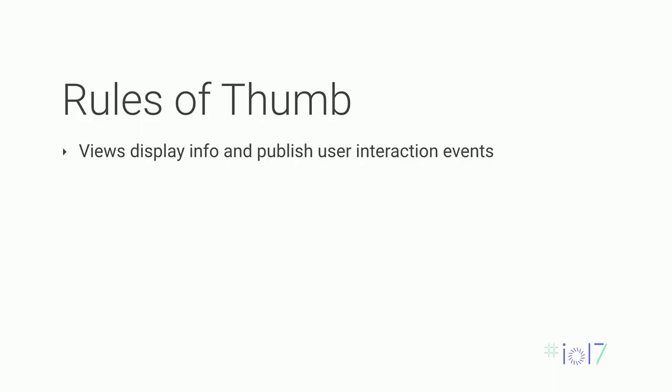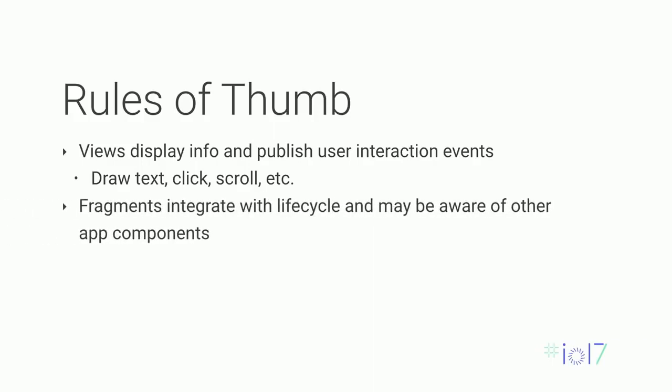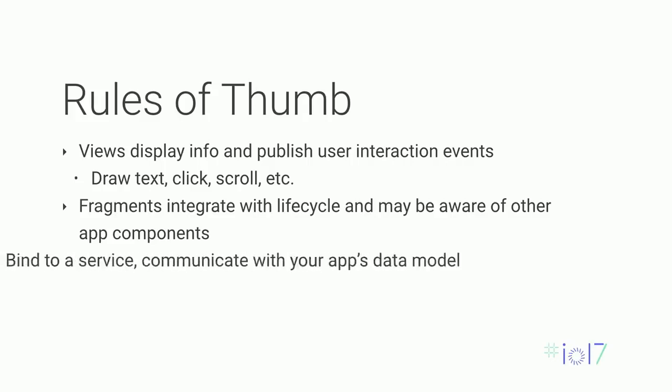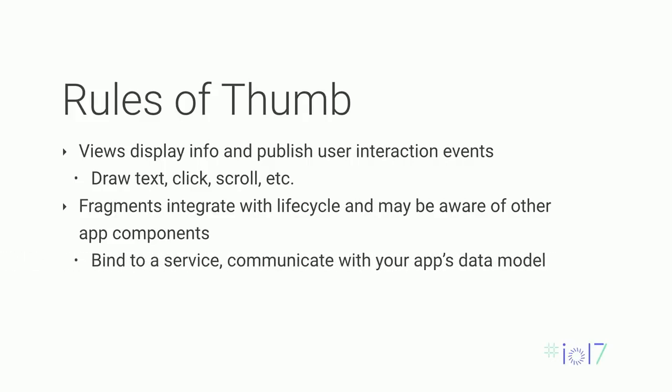So the rule of thumb for this is essentially as follows. Views should really only be responsible for displaying information and publishing direct user interaction events. These end up being very low-level events, like button was clicked, user scrolled something. These are responsible for drawing text and these other sorts of operations that are user interaction. Whereas fragments integrate with the surrounding lifecycle, and they may be aware of other app components. This is really what gives context to everything that you're doing in your UI. So you might bind to a service. You might be communicating with your app's data model, performing a database query, so on and so forth.